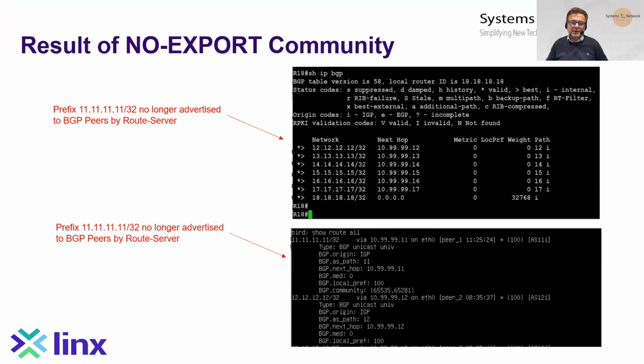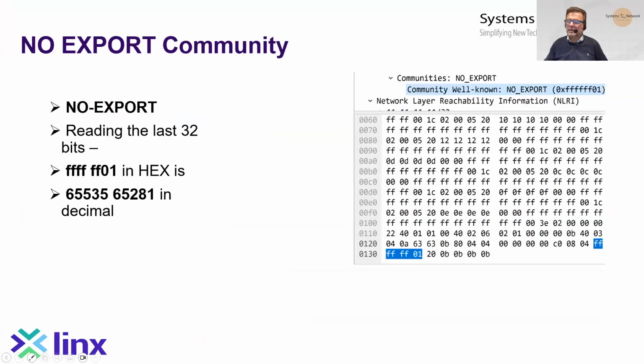Okay, so that's what we got. And the route, if we have a look at that route inside of the route server, it has this decimal number assigned to it that looks a little bit like that. There's a bit of a hex to decimal conversion that's gone on in there.